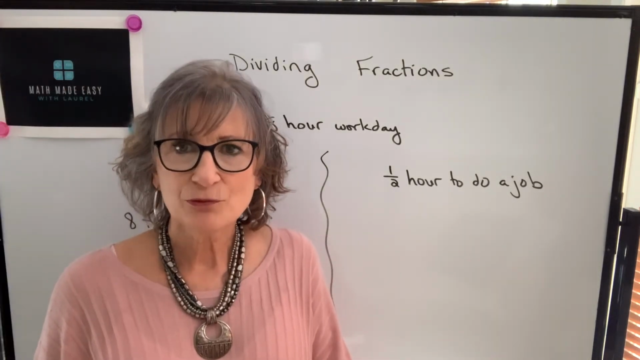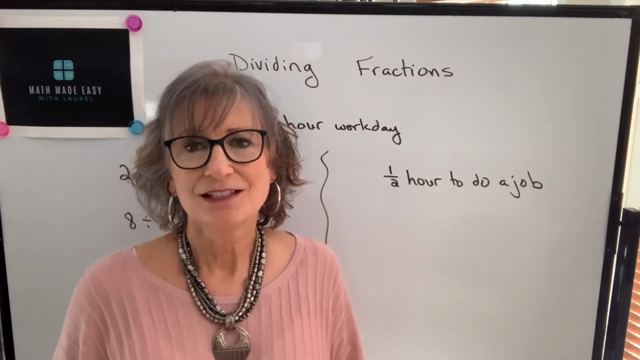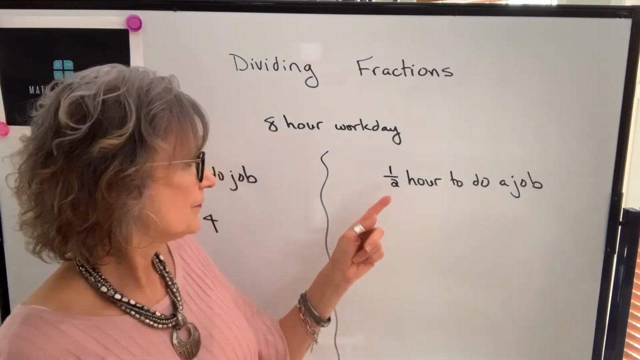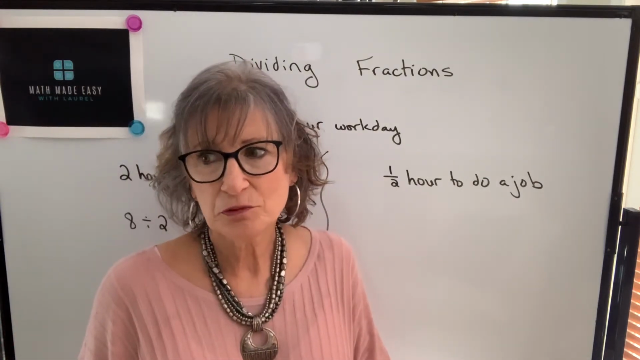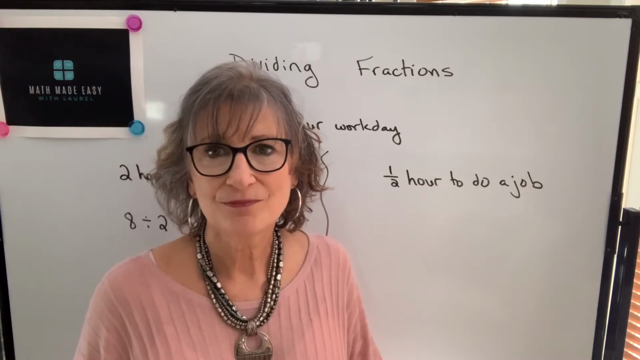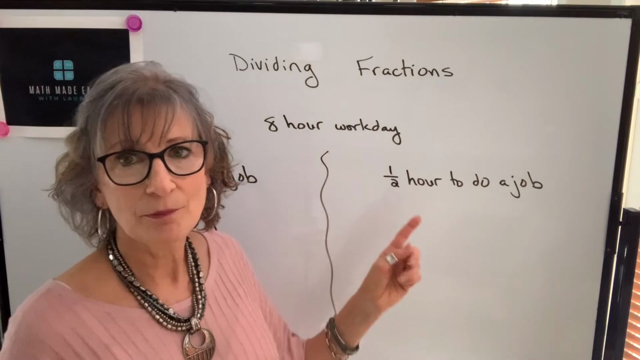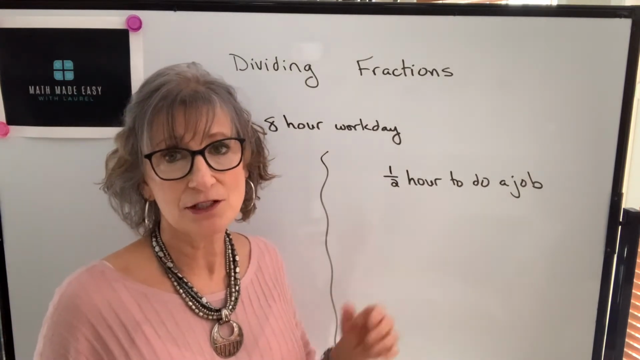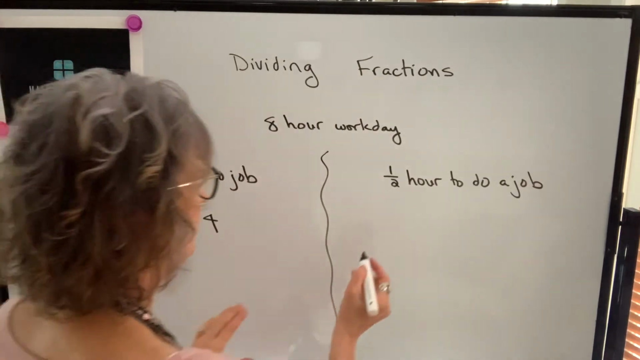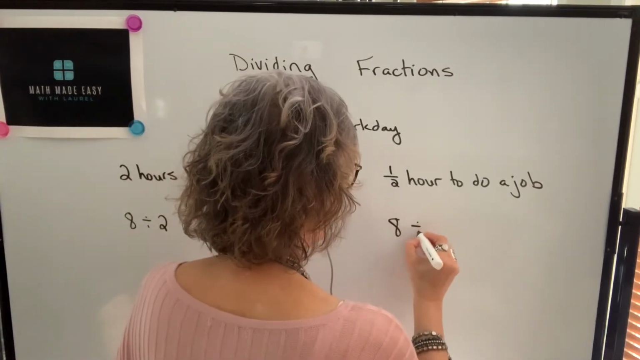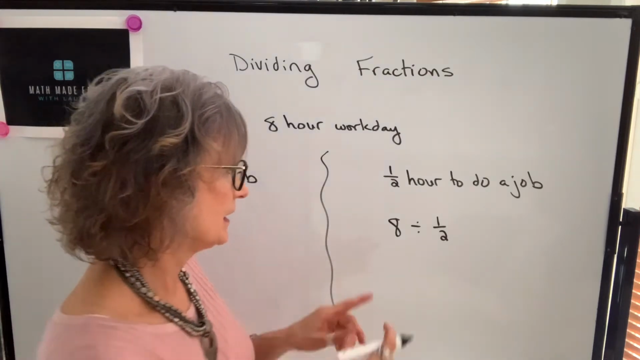If we're dealing with fractions, our numbers don't necessarily get smaller when we divide. So let's take a look at this example. Let's say it takes me a half hour to do a job, and that job could be shoveling a driveway. If I work for 8 hours and I want to know how many driveways, or how many jobs, I can do in 8 hours, I would set it up the same way I did this example, except now I'm dividing by 1/2.